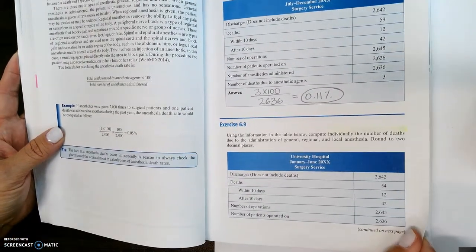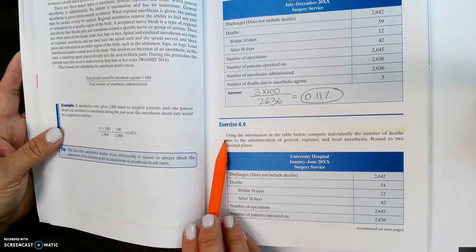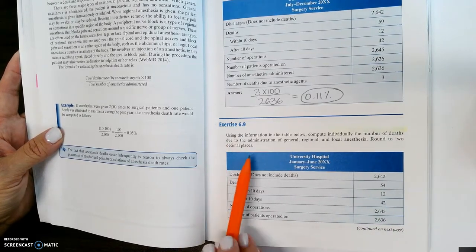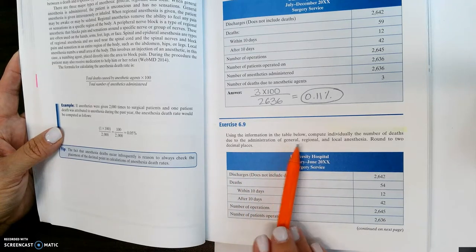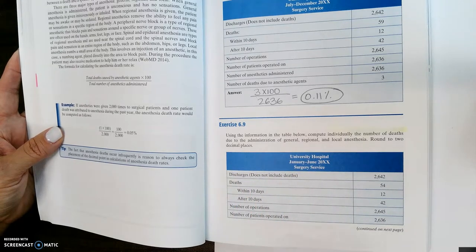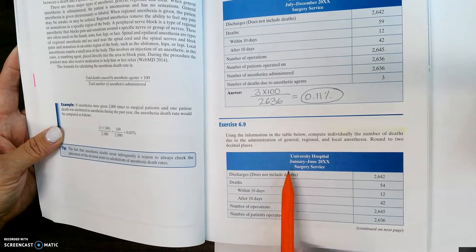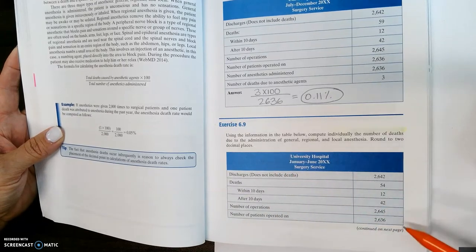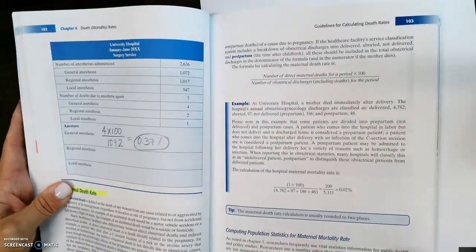6.9, again, those answers would be in the back of the book, but it's asking you, using the information in the table below, compute individually the number of deaths due to the administration of general, regional, and local anesthesia, round to 2 decimal places. You've got University Hospital on the surgery service. Here's where the information starts. It tells you it's continued on the next page. We're going to flip over.